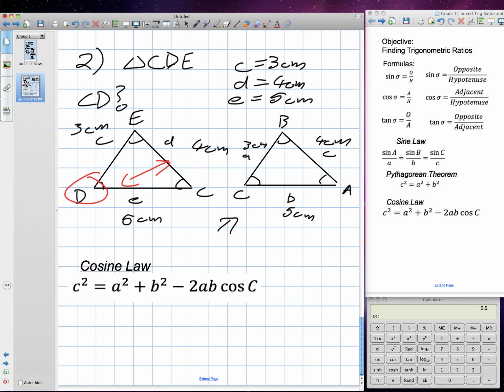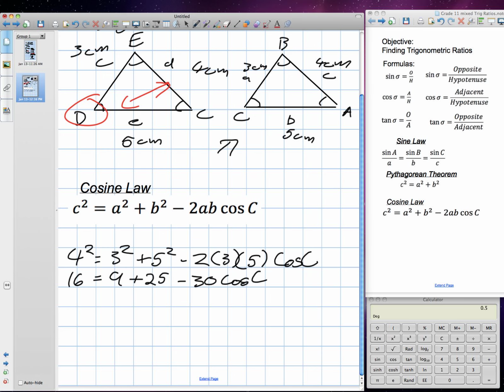9 plus 25 is 34. 16 is equal to 34 minus 30 cos C. Now remember I told you I cannot combine 34 minus 30 because this is technically 30 times cos C. Think of cos C as being in brackets. So I'm going to bring 34 to the other side of the equation.